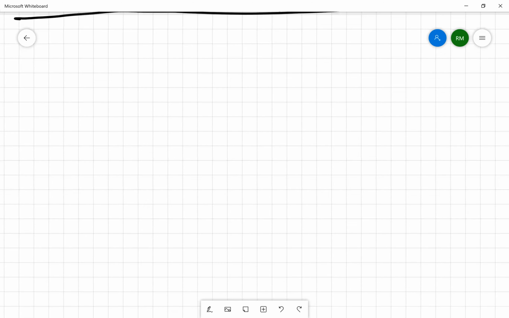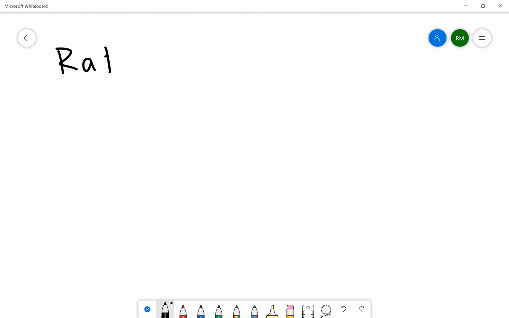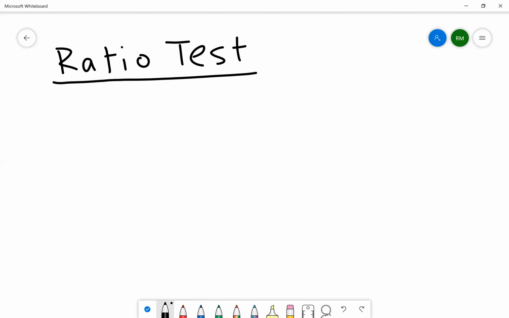So we've learned about a lot of different tests to see whether a series converges or diverges. And today we're going to learn about a new one called the ratio test. So the ratio test is another way of determining whether a series is convergent or divergent. So we're going to have a series, sum of a sub n, and we're going to assume that the terms are non-zero. So the terms are not zero.